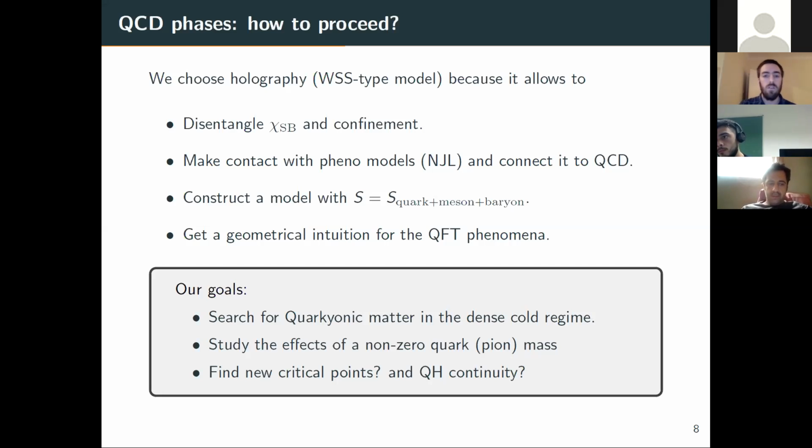Thank you. You're welcome. Please interrupt me for questions. And as always with holography, it also allows me to get a geometrical intuition about some QFT phenomena from the bulk. And the goal is to search for a description of quarkyonic matter in the dense core regime from holography, to study the effect of the pion mass, and I'll show you why this is interesting in this context, and to find maybe hints about new critical points in the phase diagram and hints about whether quark-hadron continuity might exist or not.